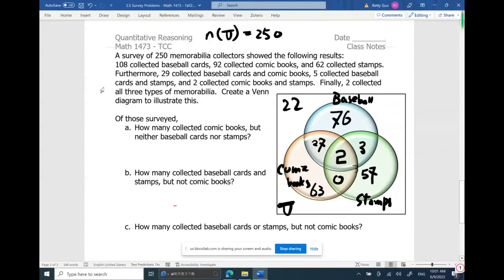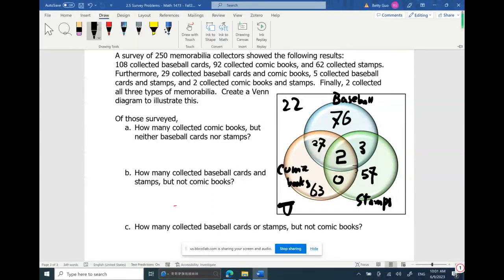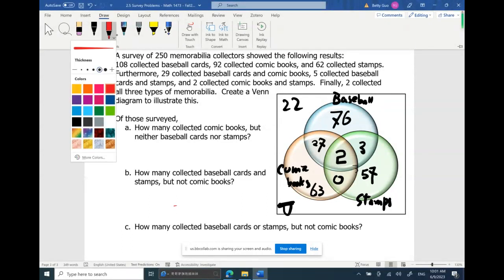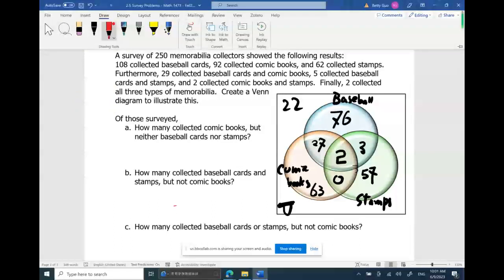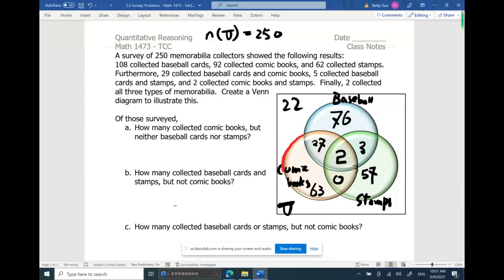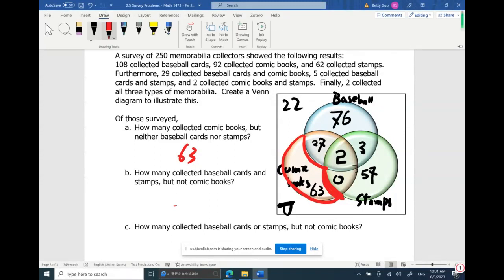Part B, how many collected comic books but neither baseball nor stamps? That means how many of them only collect comic books, right? Same as earlier, we find the region first. Comic book only. So this region. Comic book only: 63.